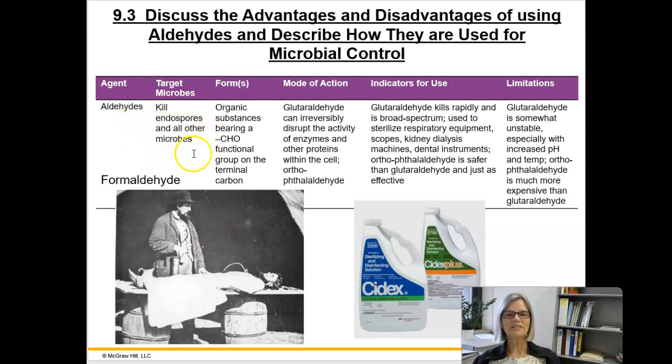Because of this, aldehydes can kill endospores. And that means, again, they're a high-level germicide. They can sterilize. These are not chemicals that you're going to have around your home because they're very powerful. Probably the one that you're most familiar with is formaldehyde. And here's a picture from the Civil War of somebody being embalmed with formaldehyde.